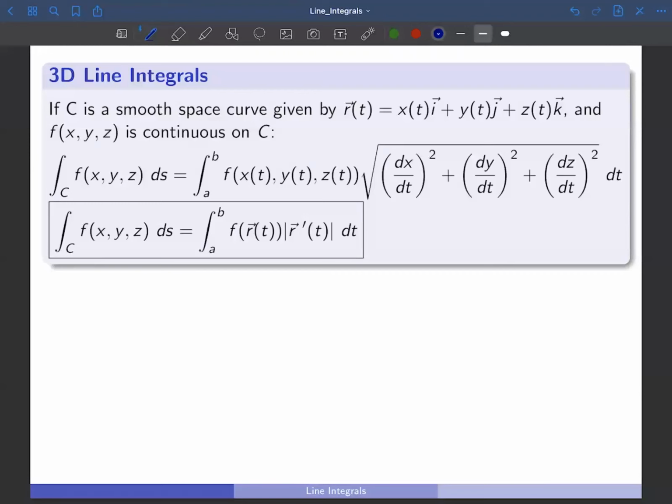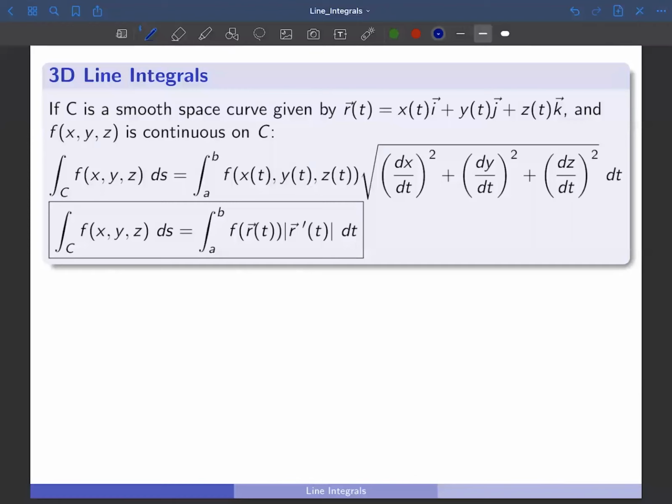In this section, we'll talk about three-dimensional line integrals. Suppose that we have a smooth space curve C, where smooth means a curve that has a continuous and non-zero tangent vector, and that curve is given by the vector equation r of t equals x of t times the vector i, plus y of t times the vector j, plus z of t times the vector k. And we also have a three-variable function f of x, y, z that is continuous on the curve C.